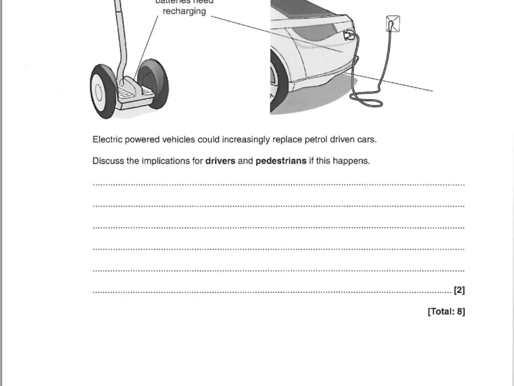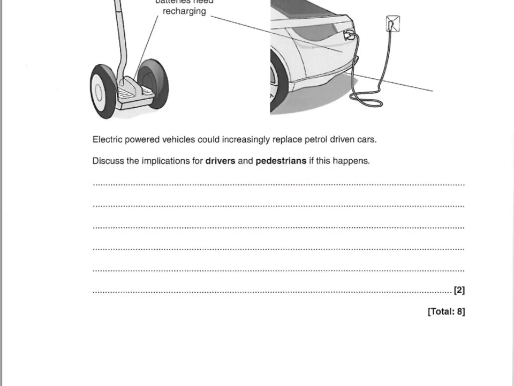So for driver, you can have any one from the fact you need to recharge the battery, or you need a charging point. There's a limited range of the car. There's a limited top speed, or there's lower performance. You could say there's no pollution, or there's no harmful gases given out. You could say it's more economical to run, or you could say that there could be no congestion charge in London. For pedestrians, you choose or have any one of these.